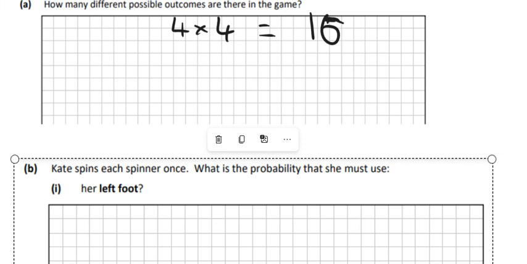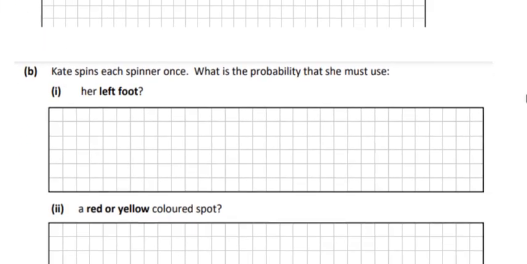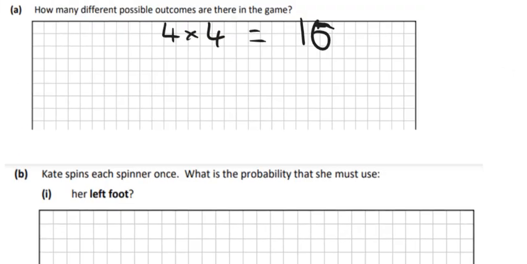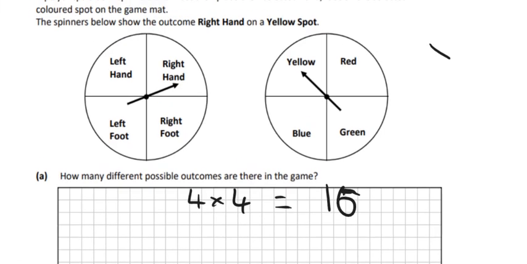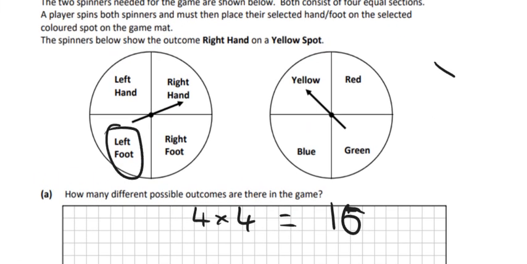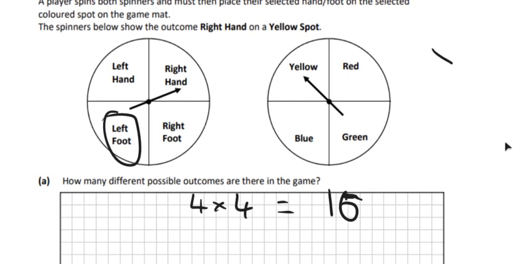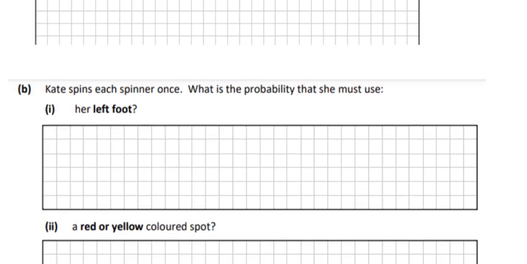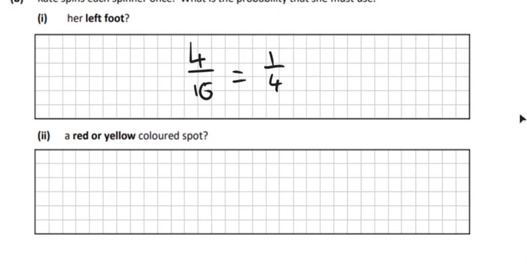Kate spins each spinner once. What's the probability that she must use her left foot? So how many of the outcomes are where she uses her left foot? Well, you could have left foot yellow, left foot red, left foot blue, left foot green. So there's 4 out of the 16. None of the other outcomes would have left foot, because they'd all have left hand, right hand, or right foot. So there's just 4 out of 16, which you represent as 4 over 16. 4 over 16 is the same as 1 over 4, so a 25% chance.